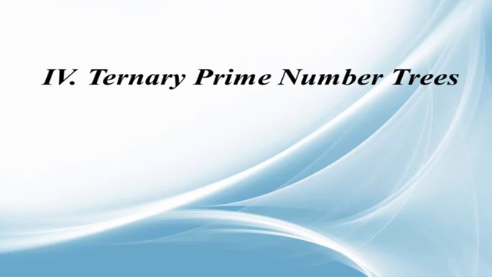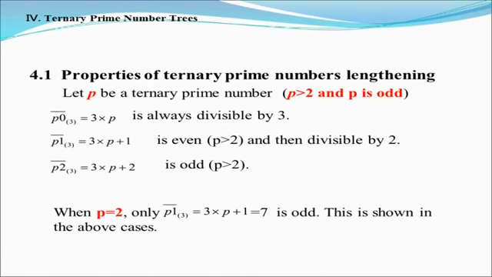After binary, we have increased the base to 3 to approach decimal. We are getting closer and closer, step by step. I will now analyze the properties of lengthening the ternary prime numbers. First, let p be a ternary prime number, where p is an odd number larger than 2. p0 will be equal to 3p, which is always divisible by 3. Second, p1 equals 3p plus 1, which is even when p is larger than 2, and hence divisible by 2. Lastly, p2 is equal to 3p plus 2, and p is odd when p is larger than 2.